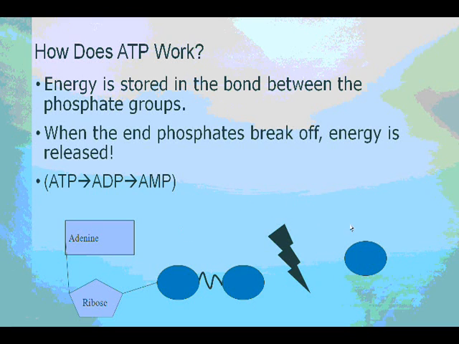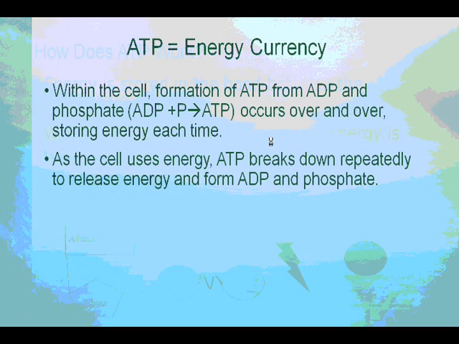When the phosphate breaks off, this molecule is now ADP, for adenosine diphosphate. When the phosphate group is added back on, then it becomes ATP for adenosine triphosphate. This molecule can be recycled over and over again, very much like a battery. We call it energy currency because it can be spent and then recharged.